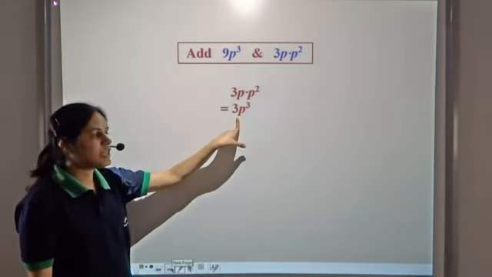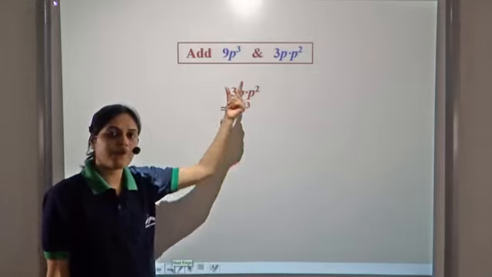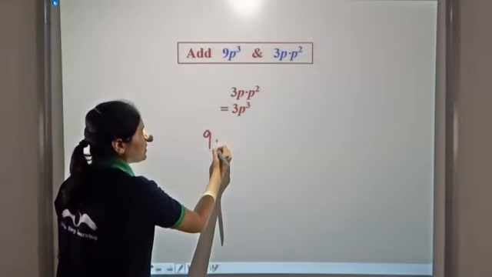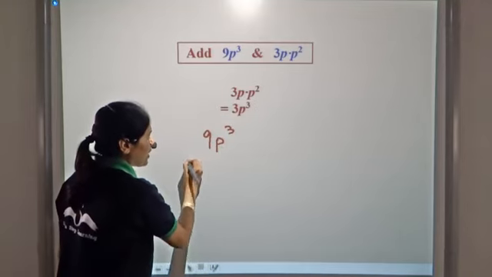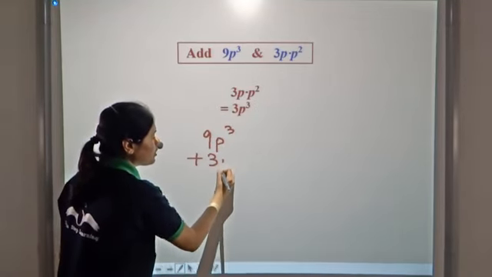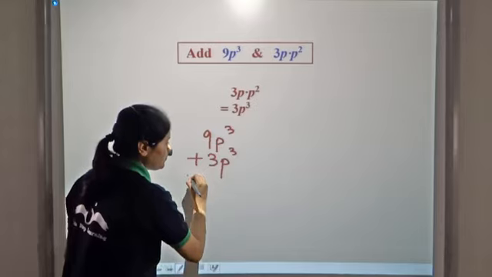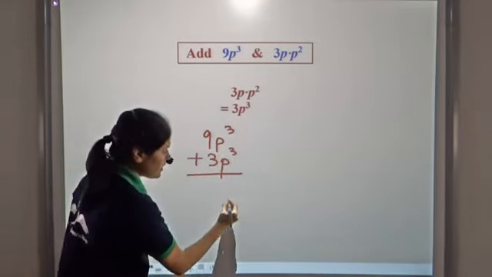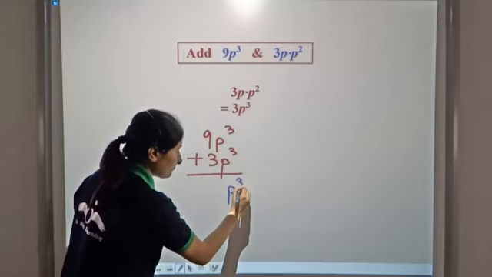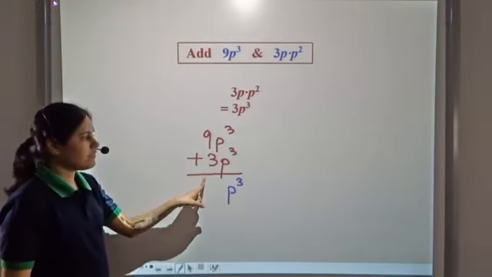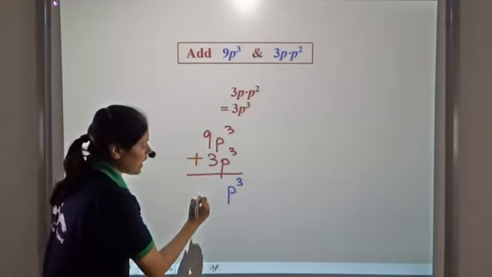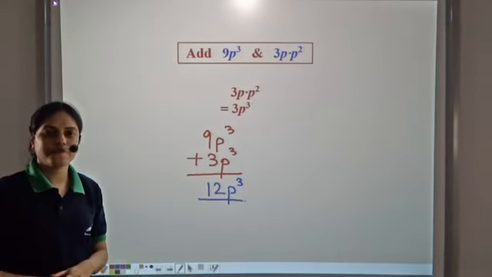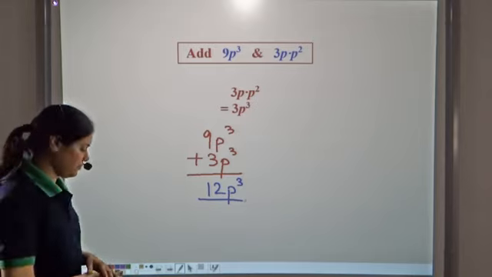9p cube, 3p cube. They have the same variable part, p cube. So let us add them. 9p cube added to 3p cube. The variable part remains the same, p cube. We add the numeric part, which is 9 and 3. 9 plus 3 gives us 12. So this is 12p cube, which is our answer.